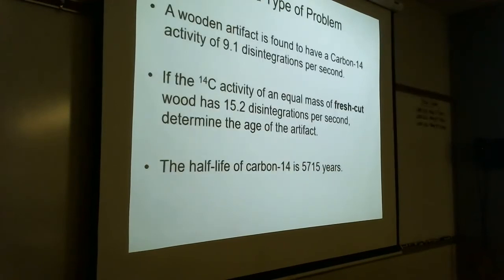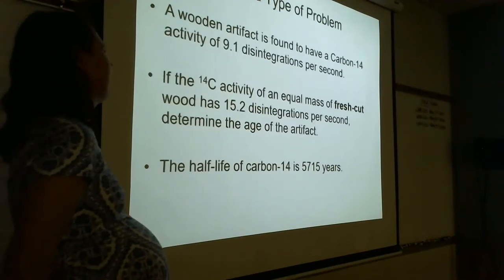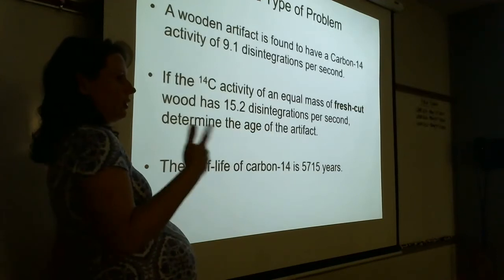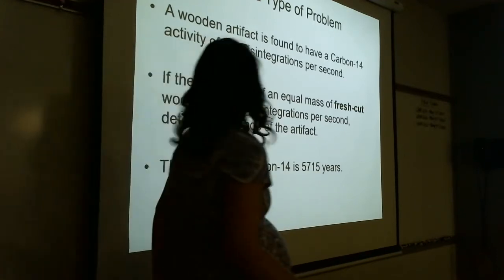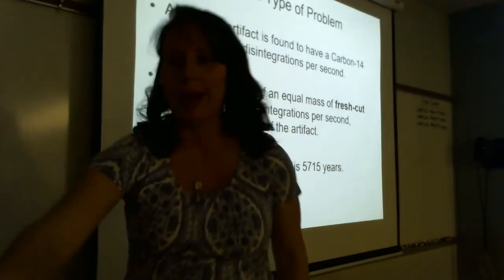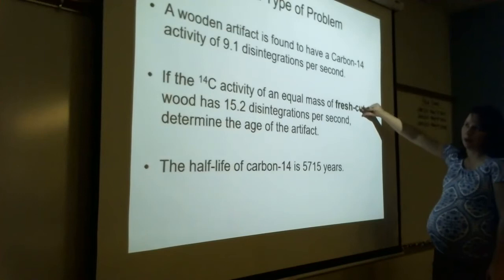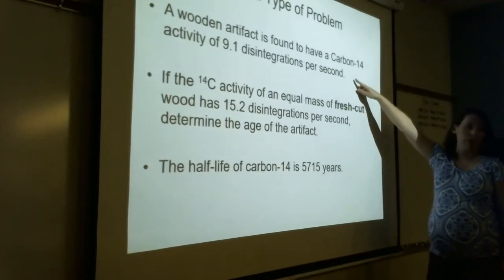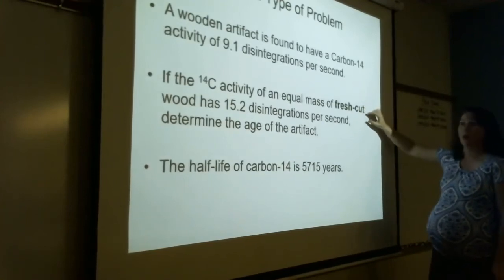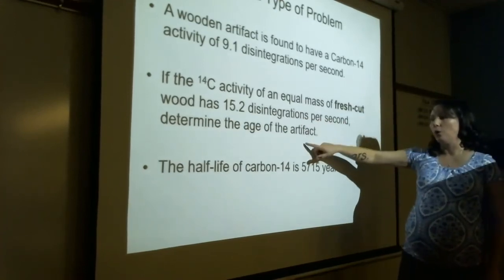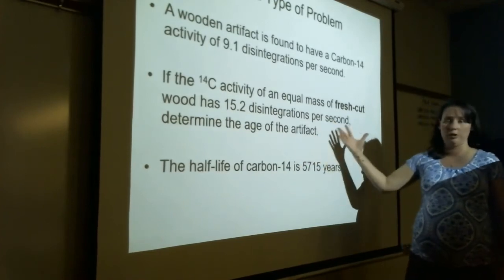All right, here's a third type of decay problem. A wooden artifact has carbon-14 activity of 9.1 disintegrations per second. Right? So every second, 9.1 disintegrations are occurring. If the carbon-14 activity of the same mass of freshly cut wood, right? So this is old, and this is new wood, is 15.2 disintegrations per second. How old is the artifact? So that's what we're going to do here.